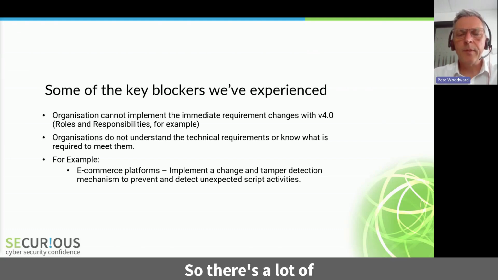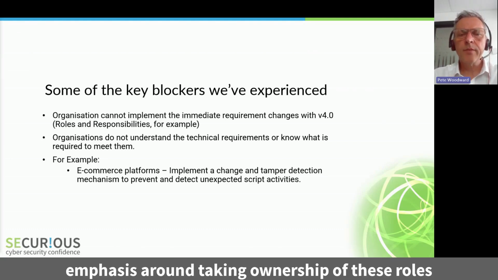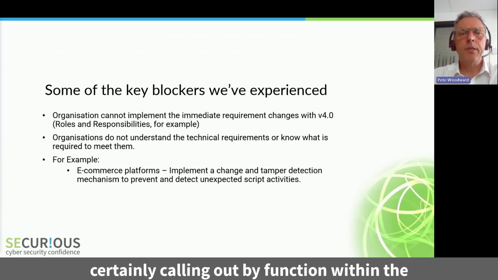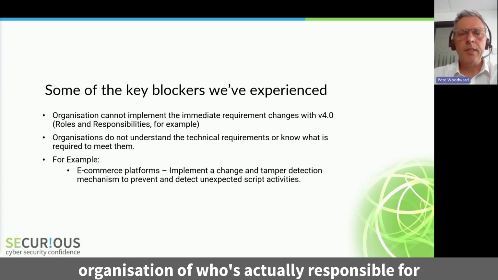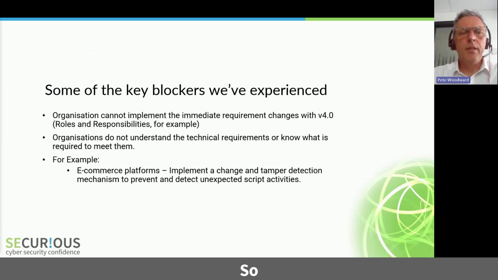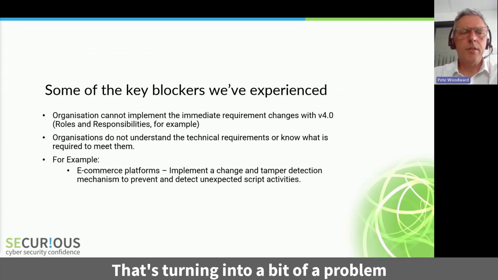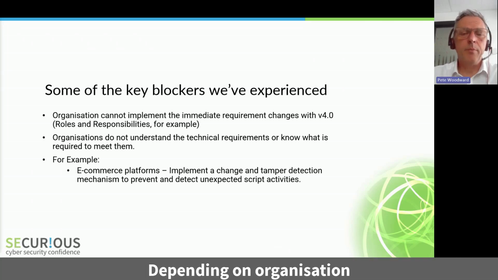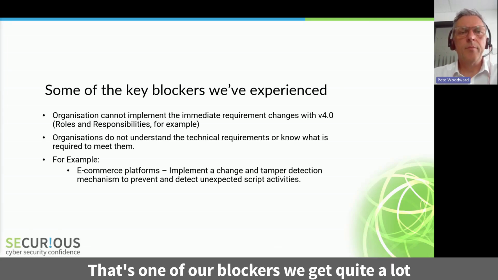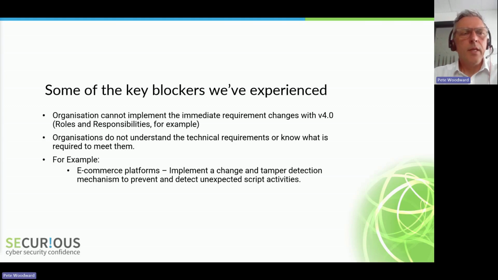So there's a lot of emphasis around taking ownership of these roles and calling out, not necessarily by name, but certainly by function within the organisation, who's actually responsible for these types of areas when it concerns cardholder data. So that's turning into a bit of a problem, depending on the organisation, depending on how the management team are sitting, etc. So that's one of the blockers we get quite a lot.